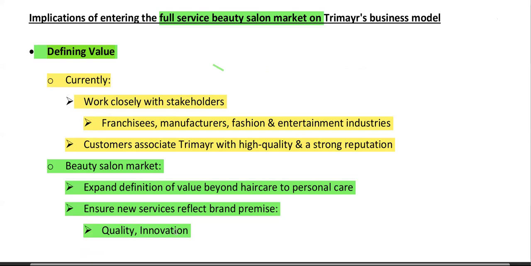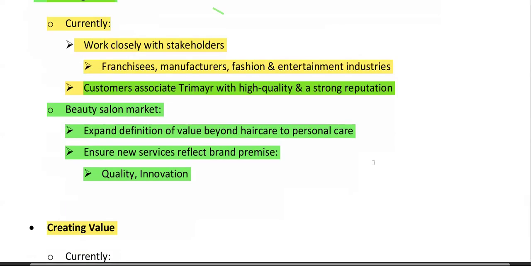Because remember, it's an even more sensitive line of treatments, and quality is something that we cannot compromise. Unlike the hair, we are now going to deal with skin directly, and you are exposed to higher health and safety risk, and you cannot compromise quality, especially if you are going to use Trimayr's brand identity, because currently customers associate Trimayr with high quality and a strong reputation, and we need to sustain that. And we would therefore need to make sure whatever services that we introduce under the new chain of salons or under the new market entry, we maintain the same level of quality as well as the service to ensure the reputation is intact. Moving on, you will discuss about creating value.